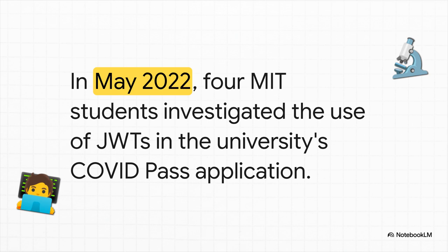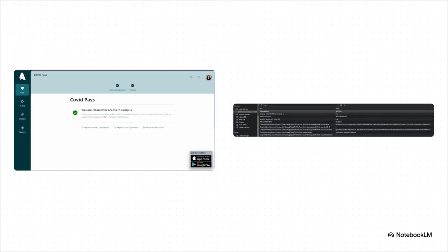They wanted to see, how are their digital passports being handled? And what they found was, well, it was pretty eye-opening. On the surface, the app looked great, clean, professional, totally legit. But then they popped open their browser's developer tools to peek behind the curtain. And what did they find? Their JWT. Their entire digital passport was just sitting right there in the browser's local storage.